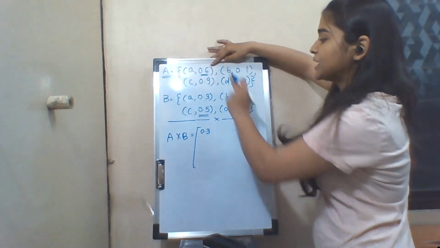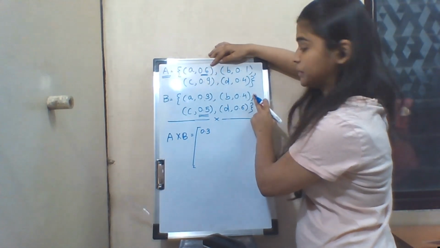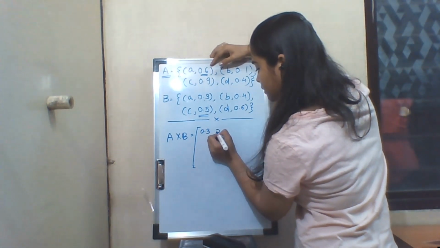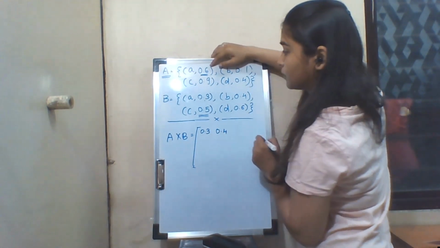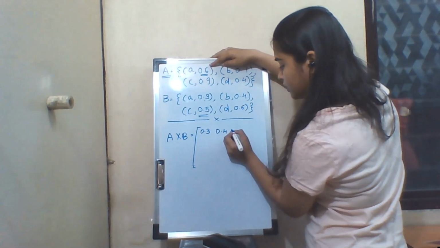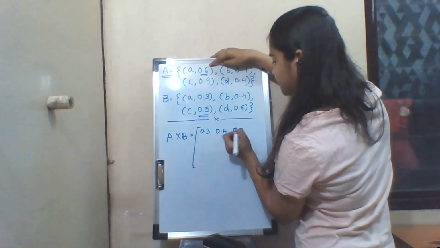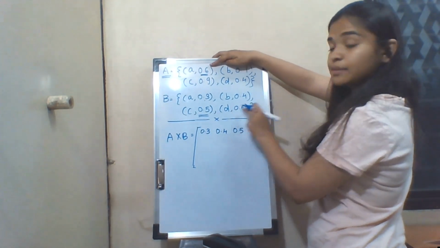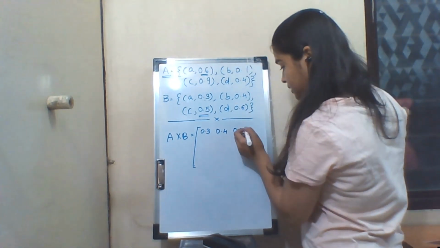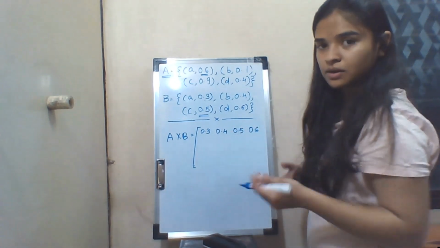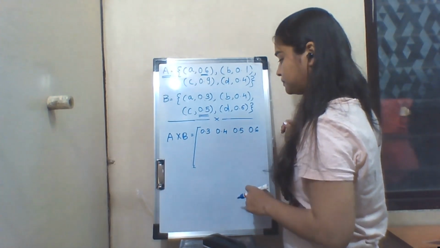Now we compare A with the second element in set B, which has degree of membership 0.4. So here we select 0.4. Now we compare it to the third element, which is 0.5. We select 0.5. And finally element D, which is 0.6. Since both of these are equal, 0.6 is the default choice.